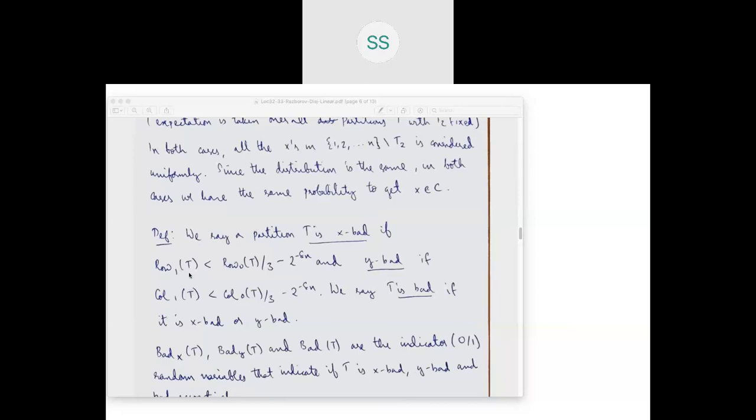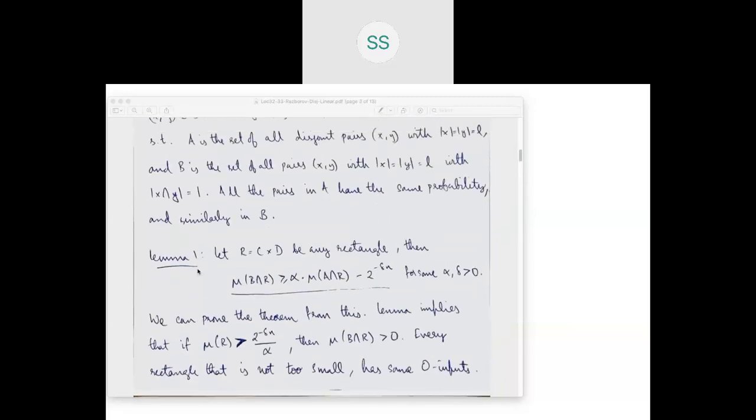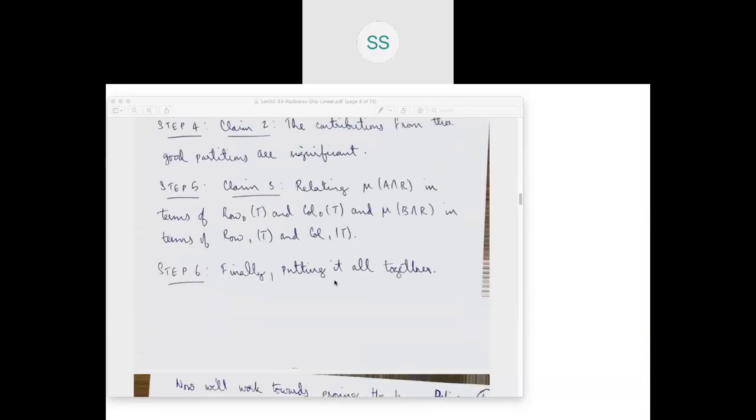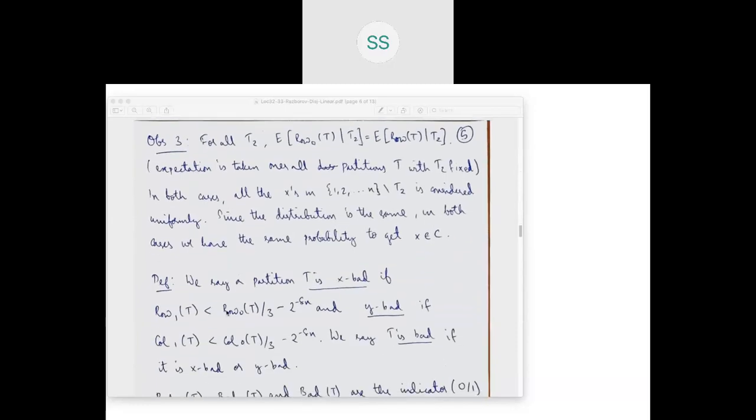So we want, ideally as per the lemma, the intersecting inputs to be at least some constant times the disjoint inputs. So those that do not follow that are called bad inputs. So here the intersecting inputs rho 1t is strictly less than rho 0t divided by 3 minus 2 power minus delta n. This is the same delta n that is there in the lemma statement.